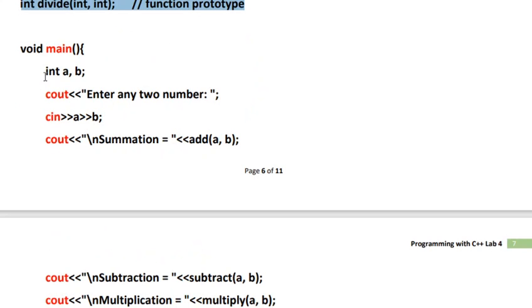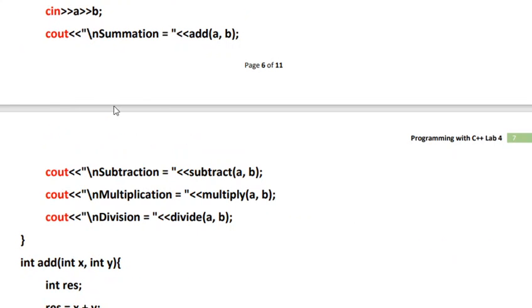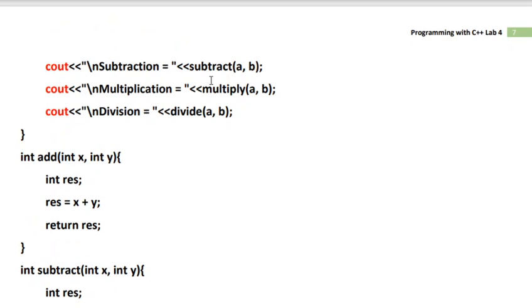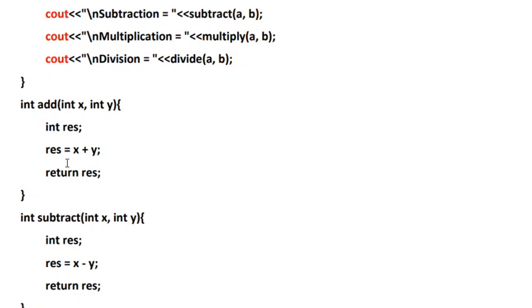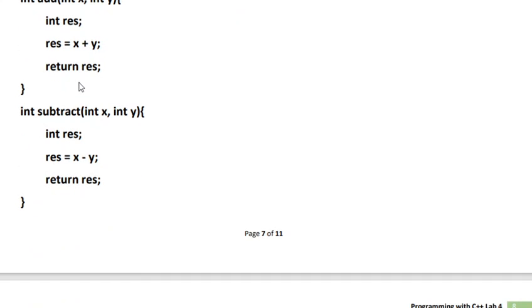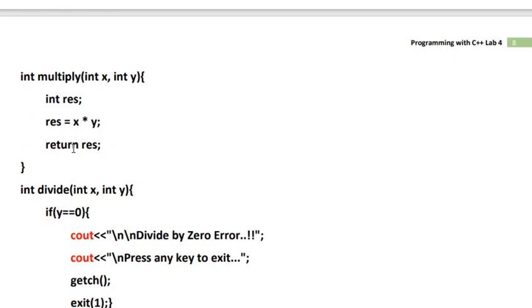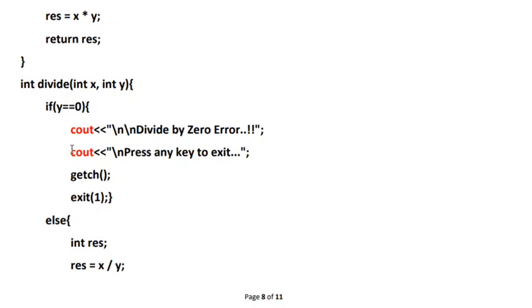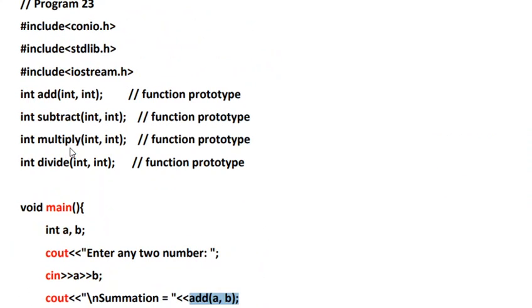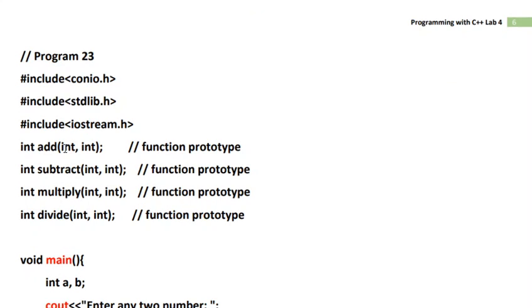See here, I've read the values of a and b in the main program, and I've made a reference to all of these functions: add, subtract, multiply, and divide. I have individually defined the function that is capable of finding the sum and returning the result, finding the difference and returning the result, finding the product and returning the result, and dividing the numbers and returning the result. Now this is a very simple C++ program that exhibits how multiple functions can be implemented using C++.